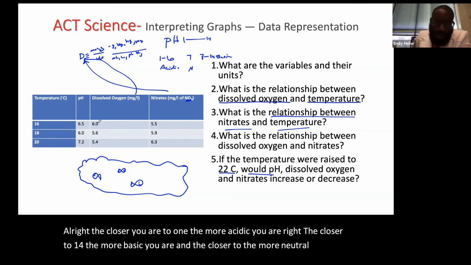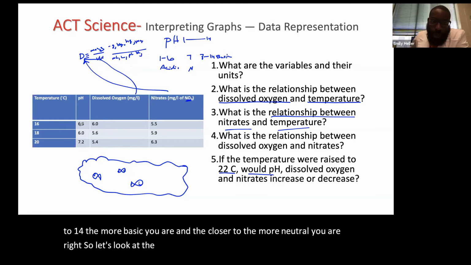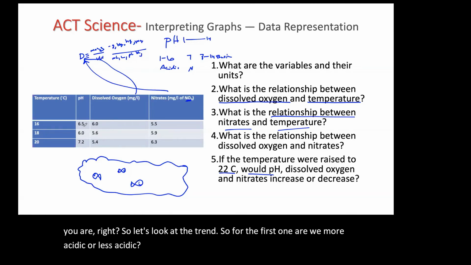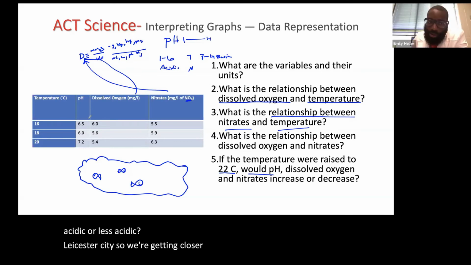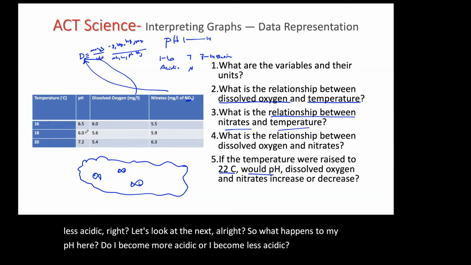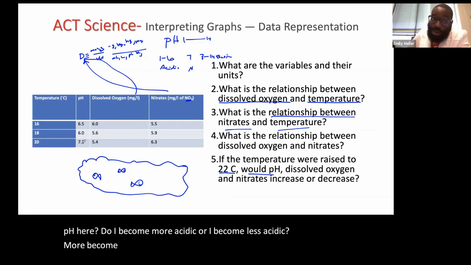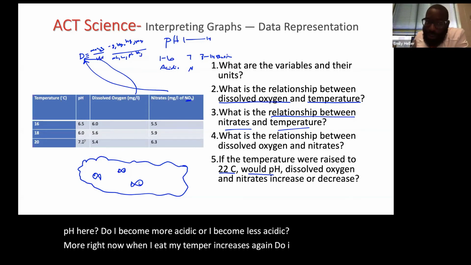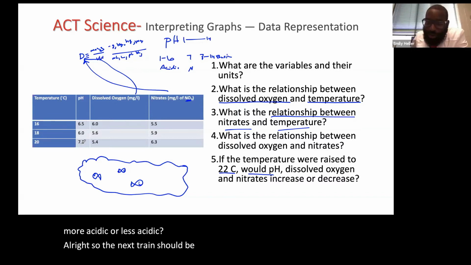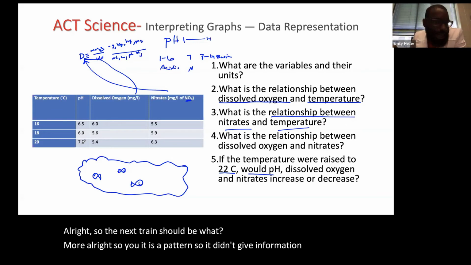All right. So let's look at the trend. For the first one, are we more acidic or less acidic? Less acidic. All right. So we're getting closer to being basic, right? So we become less acidic. Let's look at the next one. What happens to my pH here? Do I become more acidic or do I become less acidic? More. I become more acidic, right? Now when my temperature increases again, do I become more acidic or less acidic? Less. All right. So the next trend should be what? More. All right. So you see it's a pattern. It didn't give you information about that, but it asks about that pattern, right?